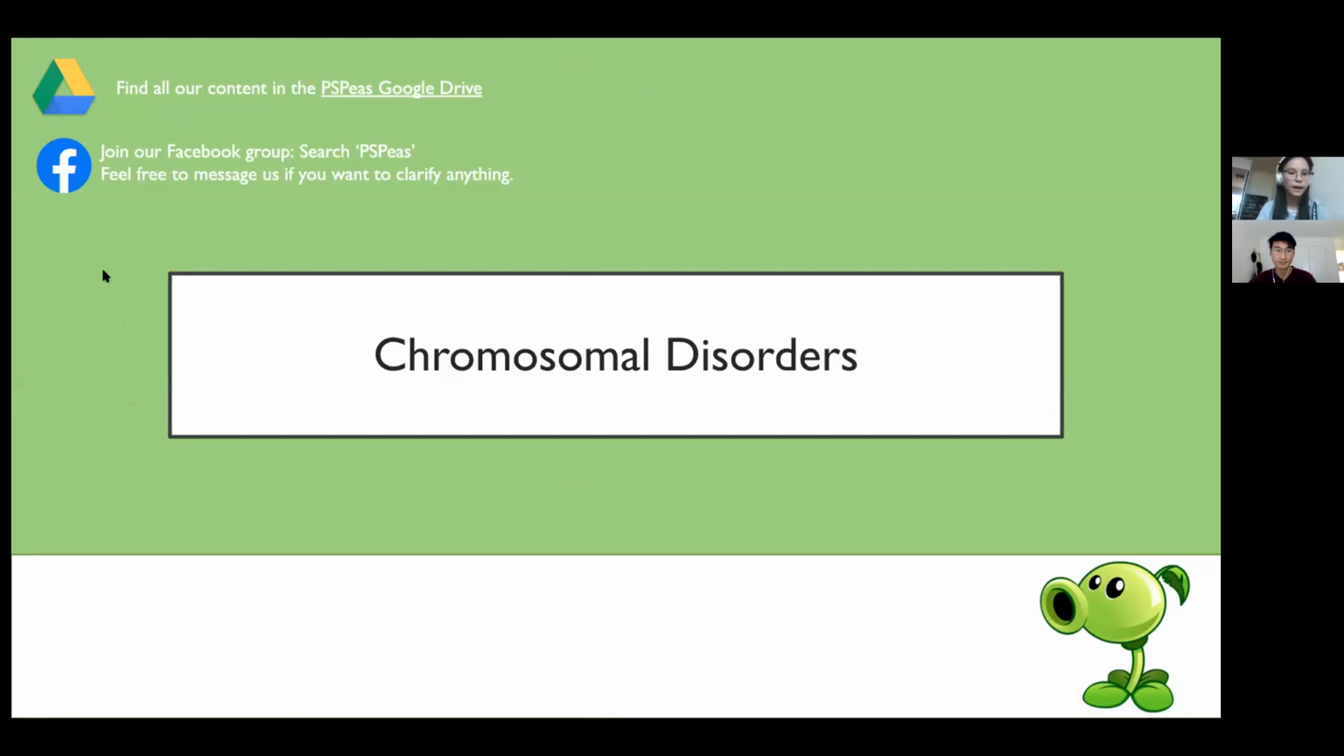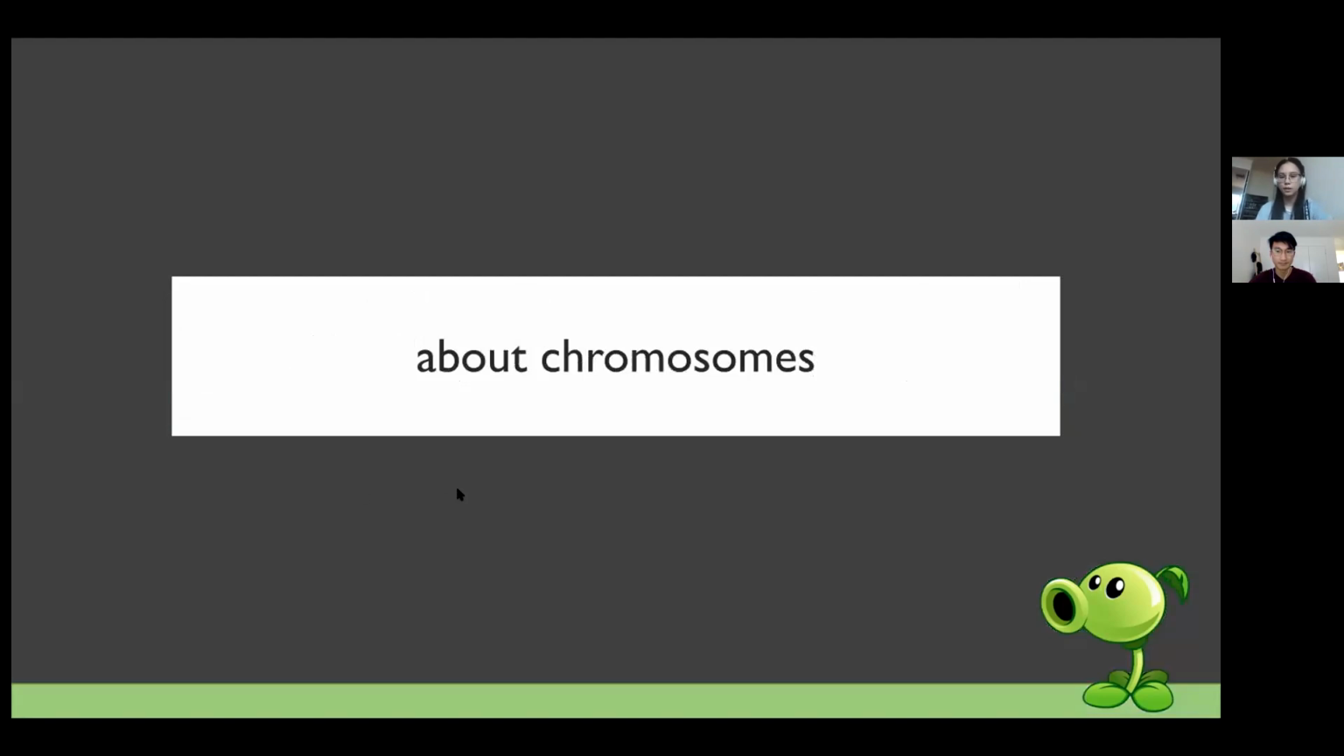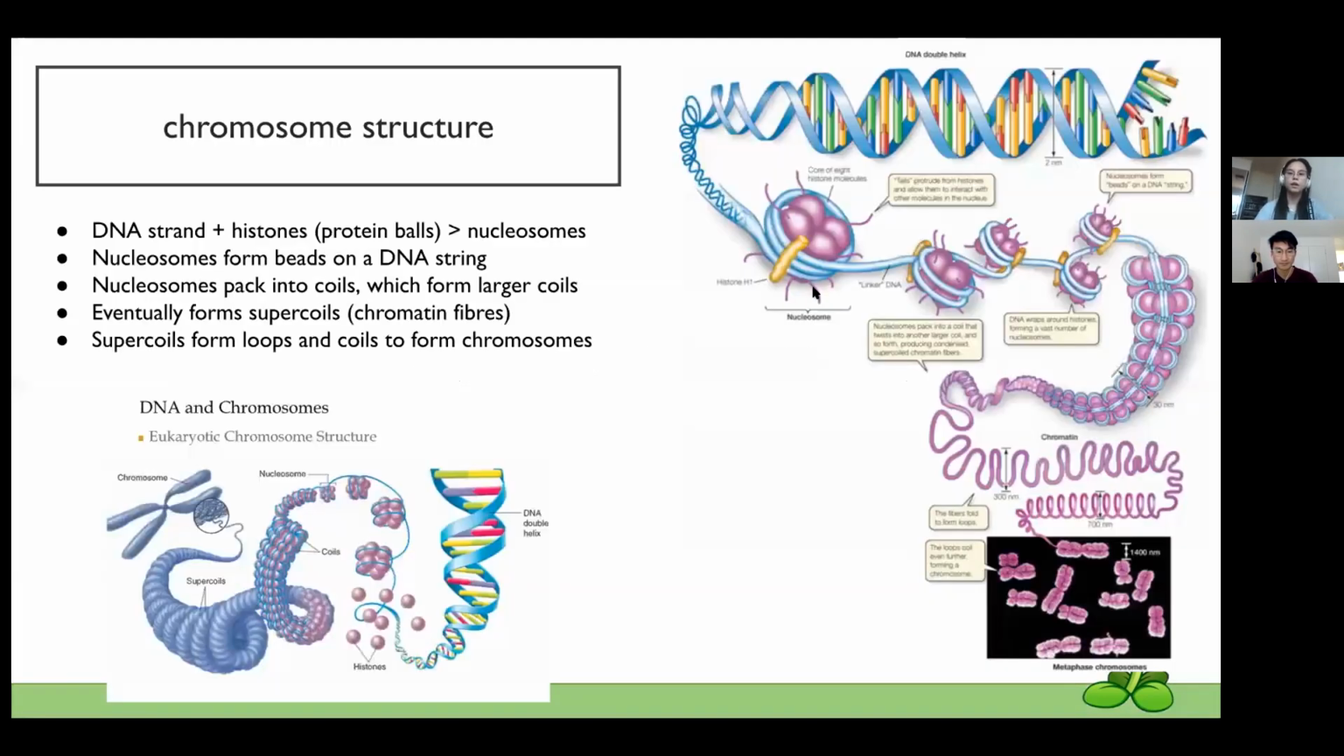Cool. All right, so chromosomal disorders. We're going to set the scene a little bit by talking about chromosomes. So the structure of a chromosome. It starts here with DNA strands, which are going to wrap around protein balls that are called histones. And this structure here is called a nucleosome. So nucleosomes are going to start forming the structure of like beads on a string. And these beads are going to form little coils here, which forms into denser coils, which forms into even denser coils, which eventually form into a chromosome.